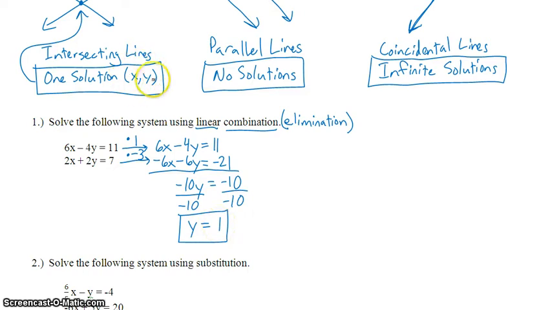Well, I need to find the ordered pair that makes both equations true. Right now I just have my y value, so I need to figure out my x value. In order to figure out my x value, I'm going to substitute in my value for y and solve for x. Doesn't matter which equation I pick, I'm just going to pick the first equation. Plug 1 in for y. Now I only have one variable left in my equation. Solve for that variable.